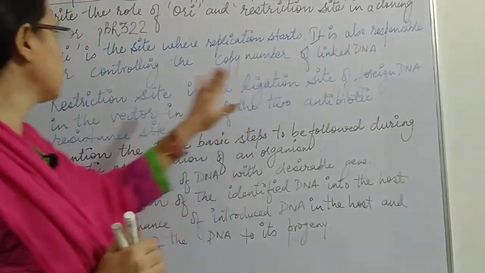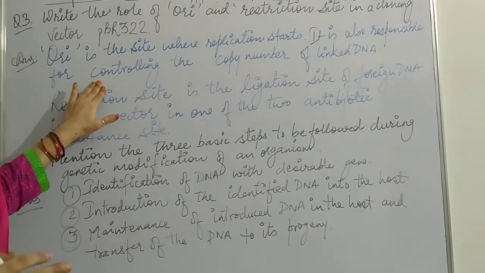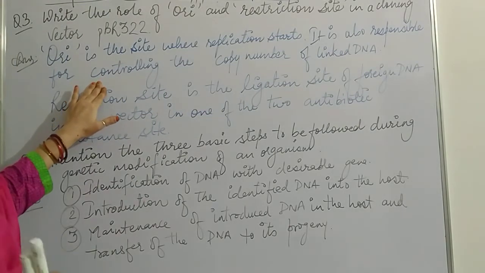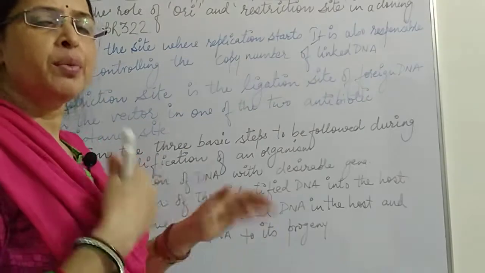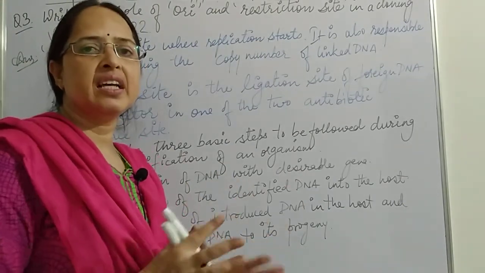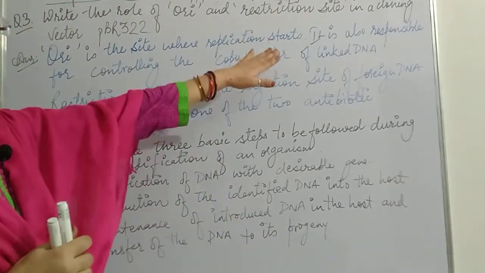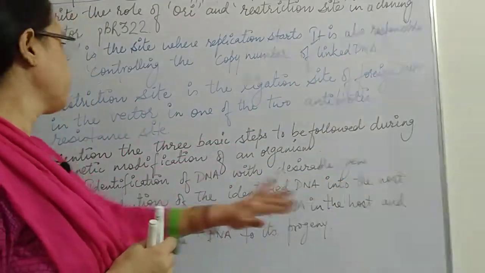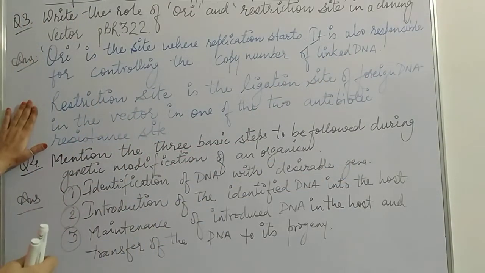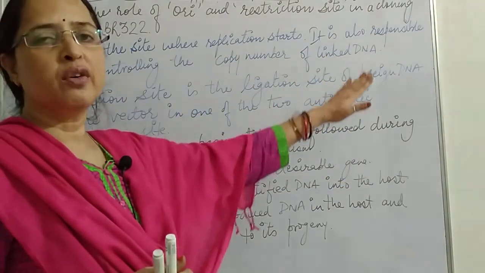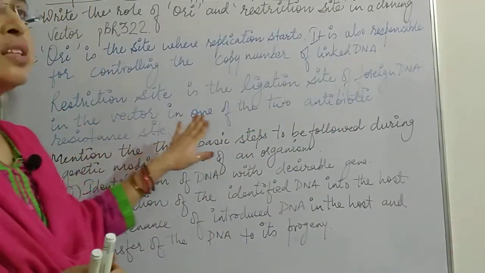It is also responsible for controlling the copy number of the linked DNA. How many copies we require is controlled by the origin site or ORI site. So what is the restriction site? It is the ligation site of foreign DNA with the vector DNA.